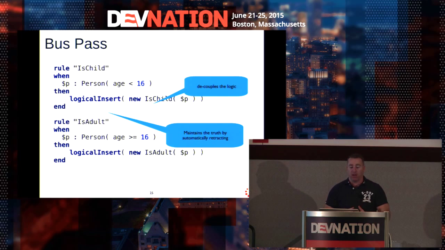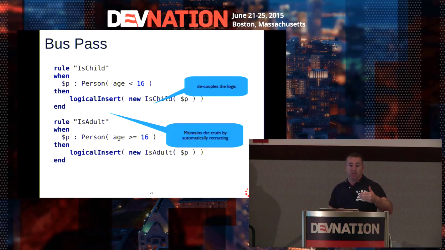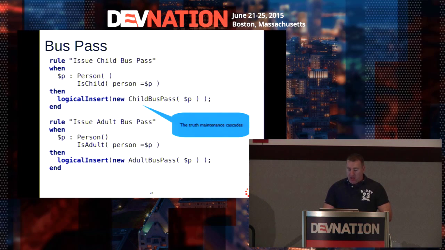If someone is an adult, is greater than 16, we create an is adult object, and that represents the result of that policy. Now, you can see this insert logical here, which you saw in the previous example. That means that when the person moves from 15 to 16, the is child inference will automatically be removed from the system. So you have this ability to maintain the integrity of your system, to maintain, as data changes, you don't have to worry about making sure everything's correct.